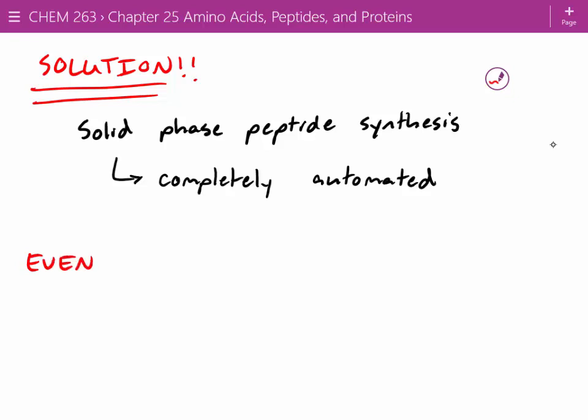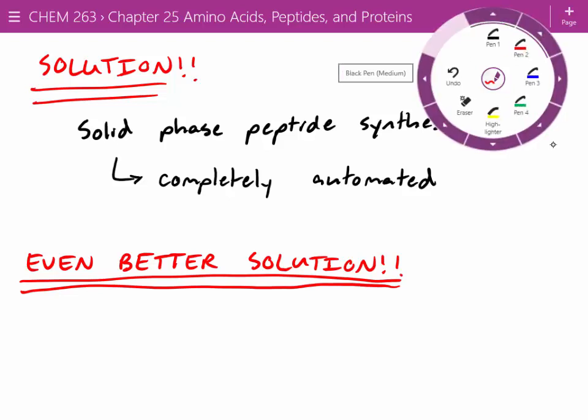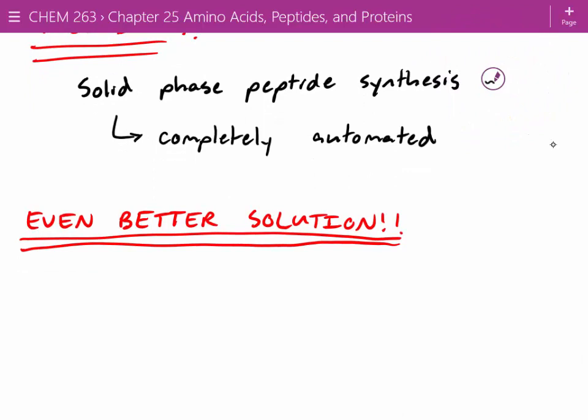So I'll do this in big red letters. Does anybody know what the even better solution is for making peptide drugs, or just peptides in general? I'll give you a hint. Living things are really good at making peptides. Yeah, we can program E. coli and yeast to spit out sequences of peptides now. So this is the next big thing in chemistry. And what this is called is directed evolution.